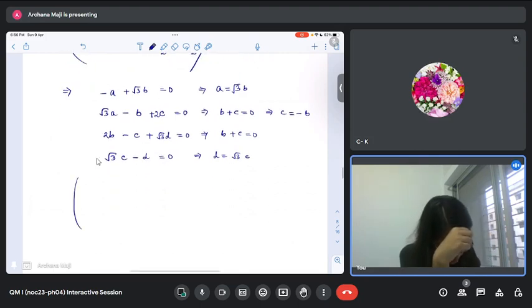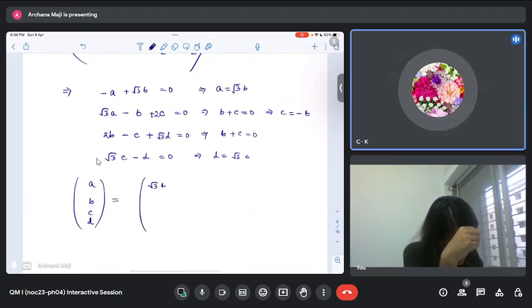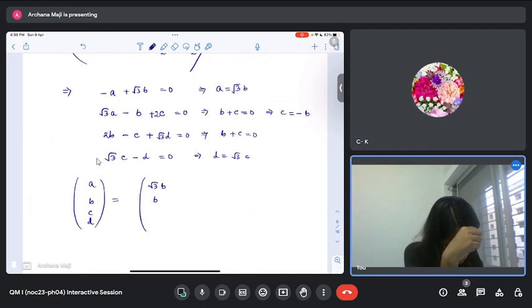So then a, b, c, d, write it all in terms of b. Yeah, that's right. Minus square root 3b. Something is wrong.